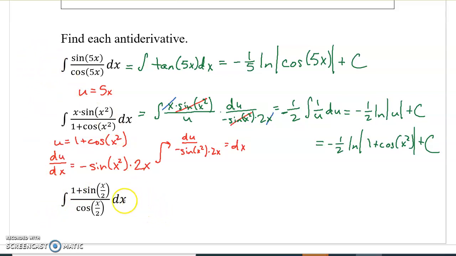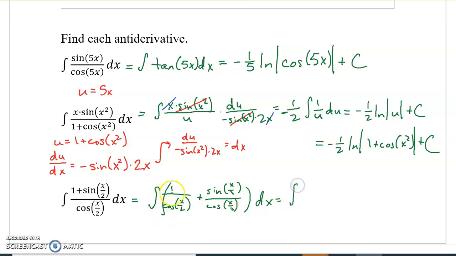So don't forget that when we have a fraction with a single term in the denominator, sometimes it's very useful to rewrite this as two different fractions, right? We have 1 over the cosine of x over 2 plus sine of x over 2 over cosine of x over 2. And that should be a nice first step because we know what the reciprocal of the cosine is. It's the secant. And we know what sine over cosine is. It's tangent.